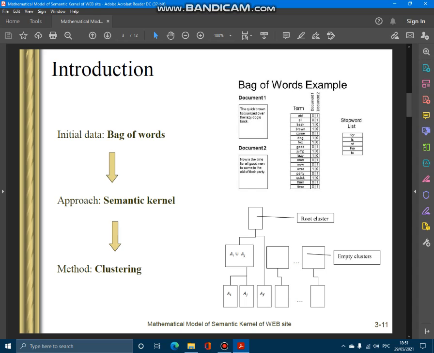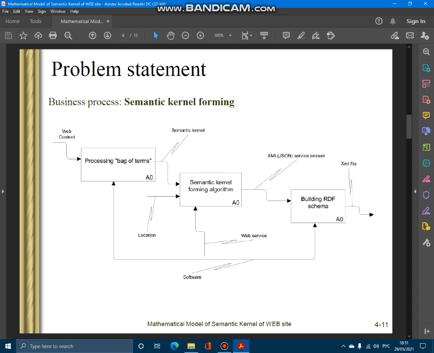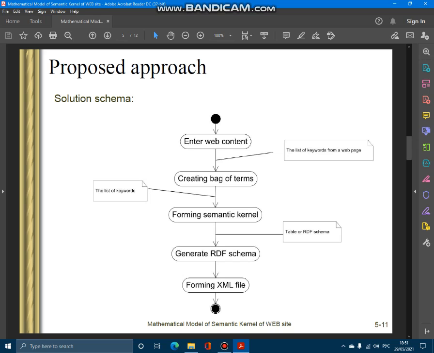To assess the place in which the semantic kernel is involved, we consider the following business process. Slide number 4. A general outline for solving the problem is presented in slide number 5. We propose to generate an XML file according to the RDF scheme, which will take into account both the terms themselves and the links to them, on the website, on the web page, and on the internet.